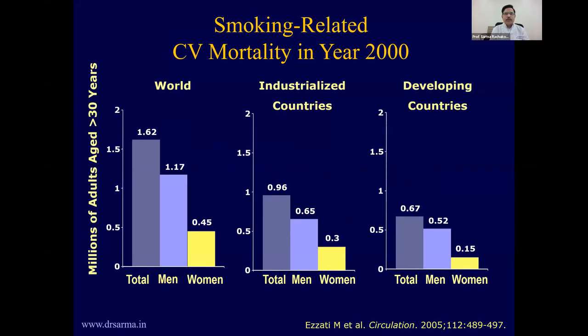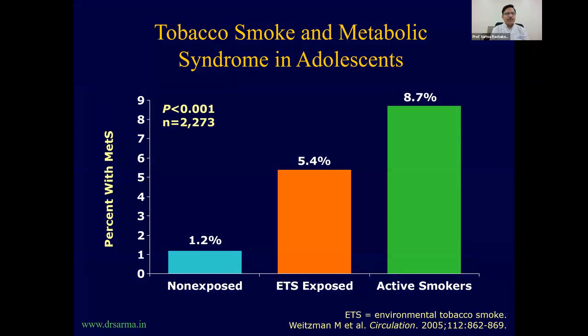Now, smoking-related cardiovascular mortality in the year 2002, you see the worldwide, industrialized countries, developing countries. So worldwide, total men and women. Wherever you see millions of adults aged more than 30 years, smoking-related CV mortality is so high in the Western world. Industrialized countries and developing countries also are not lagging behind. We will copy all bad things from the Western world, none of their good habits. This is our specialty. Tobacco smoke and metabolic syndrome in adolescents.